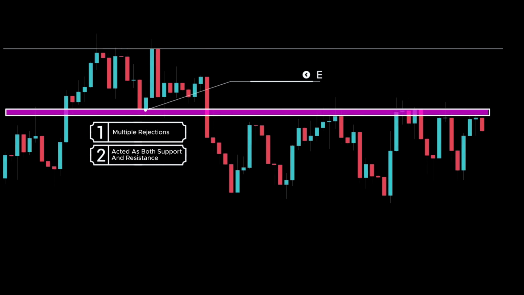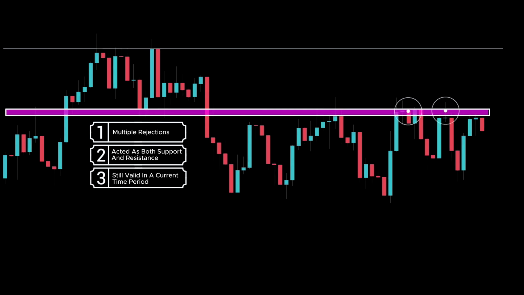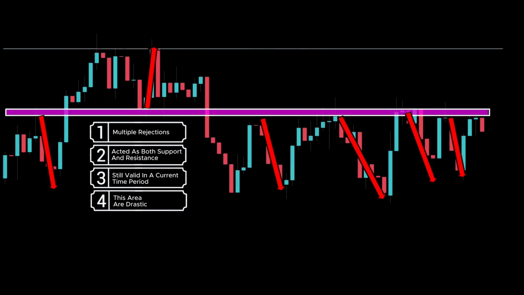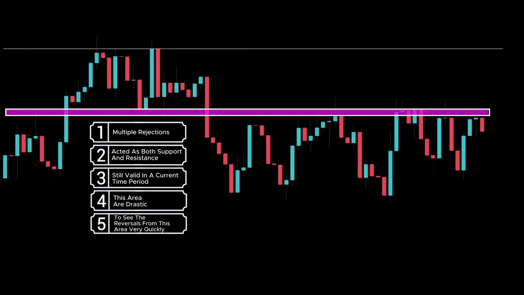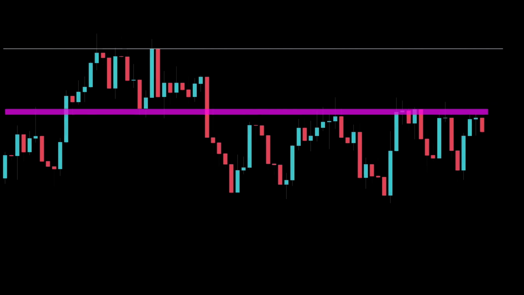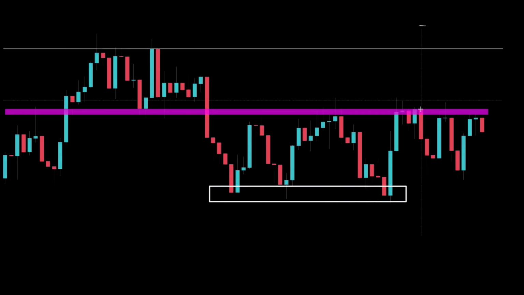2. This level has acted as both support and resistance. 3. The level was recently respected, meaning it is still valid in a current time period. 4. The moves away from this area are drastic. And 5. The level is fairly obvious, as you should have been able to see the reversals from this area very quickly. Now moving on down, we spot the 3 rejections here and draw in another level.